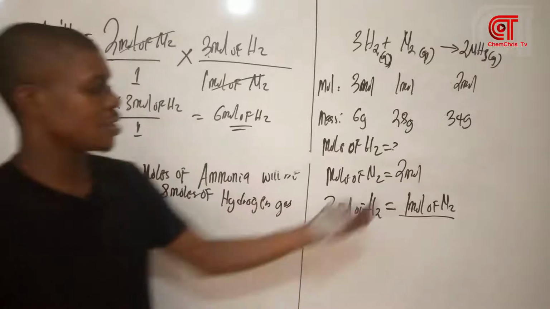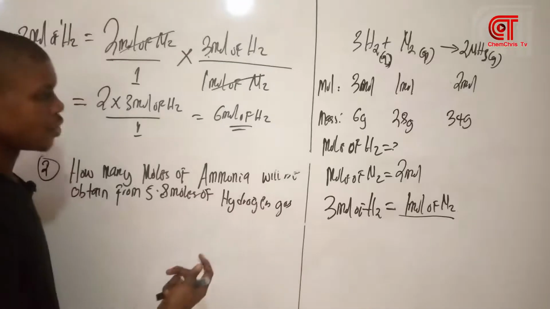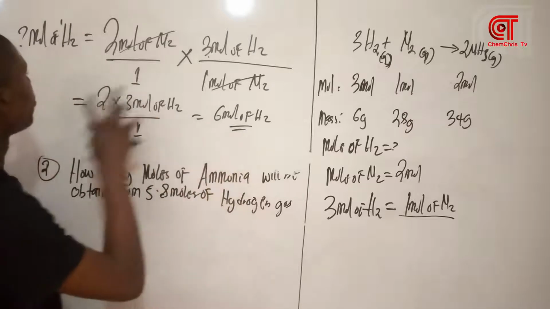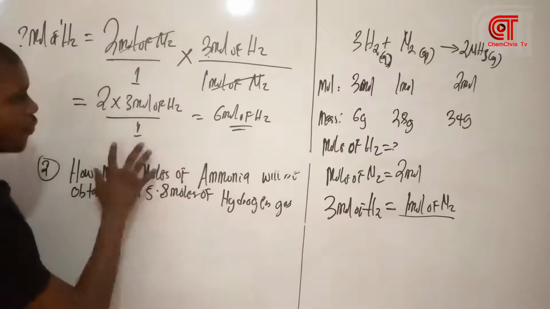We have different methods of doing this calculation, but this is the simple and direct method. So the mole of H2 is going to be 6 moles, right? Therefore, that is the answer for the first question.